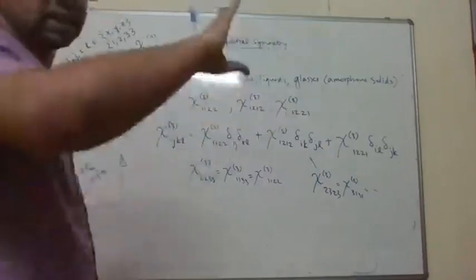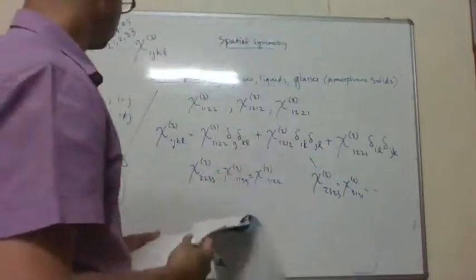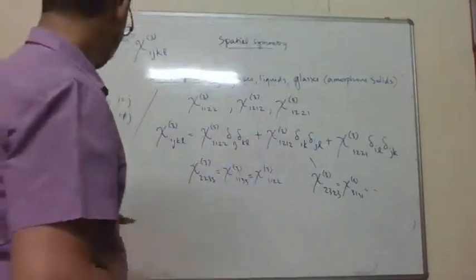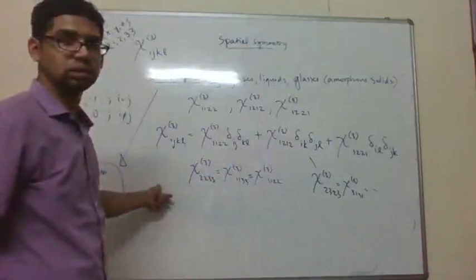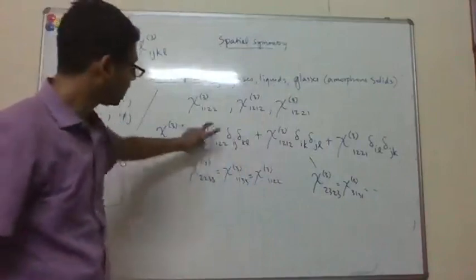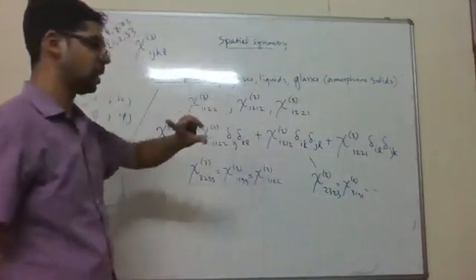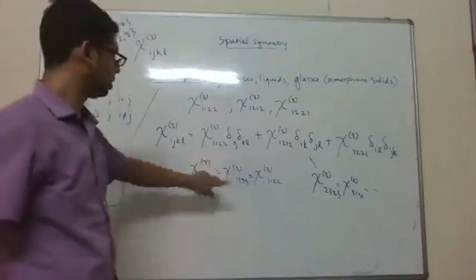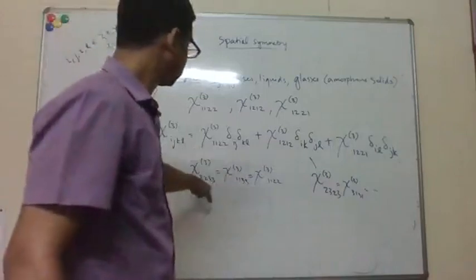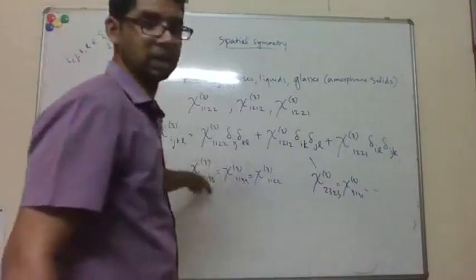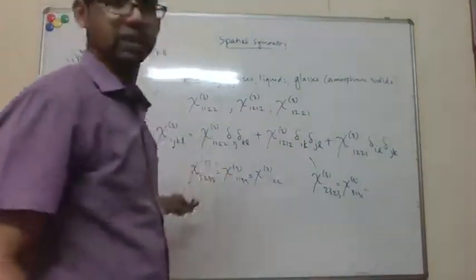I can rotate my coordinate axes in whatever direction; if the material is isotropic, it doesn't matter. Here what I've done is rotate my coordinate axes such that y becomes x, z becomes y. So instead of this element, I get this element. But in terms of the material, it's the same.